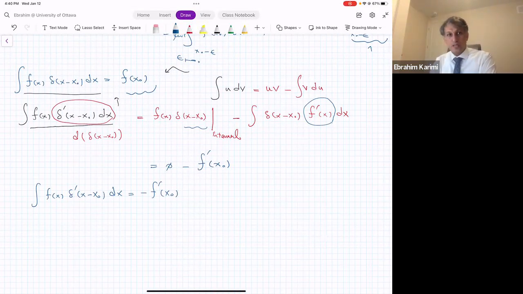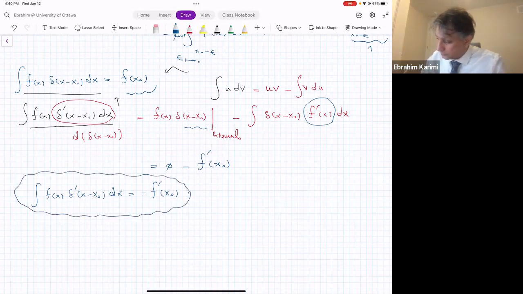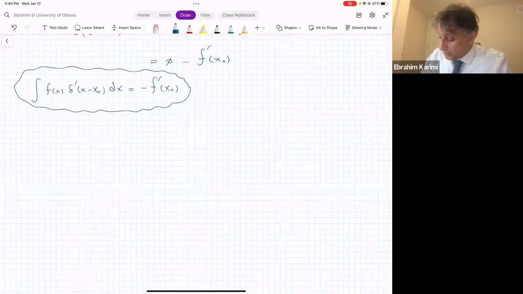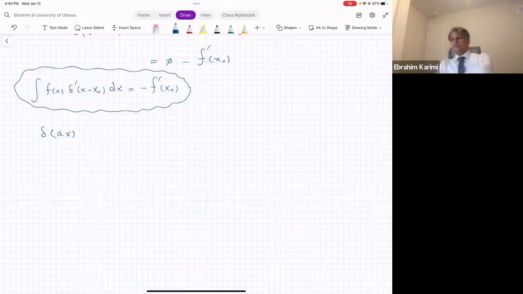Clear? That's the second formula. That was the first one that we got. The other thing that is also useful for you: what is happening with delta of AX? Delta of something, a coefficient multiplied by X.